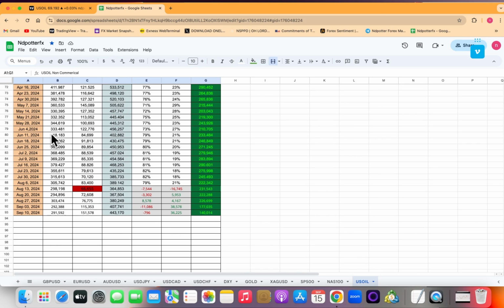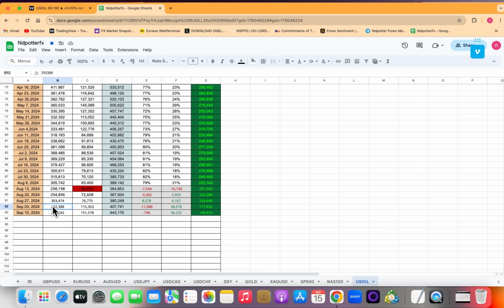You see that the institutions are now aggressively adding to their short position on oil, while on their long, look at the long on oil. Let me just use this area here. Their long was at 369,000. Okay, let's say their long was at 379,000. Since it got to 379,000, they have been taking profit on their long. Look, they have been taking profit on their long.